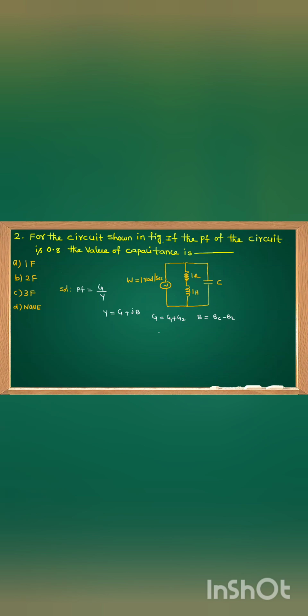What is the formula for G1? G1 equal to R1 by R1 square plus XL square. What is G2? Sorry, G2 is R2 based. G2 equal to R2 by R2 square plus XC square.